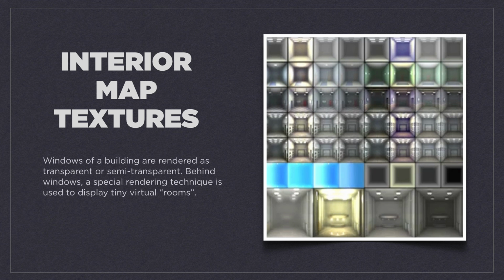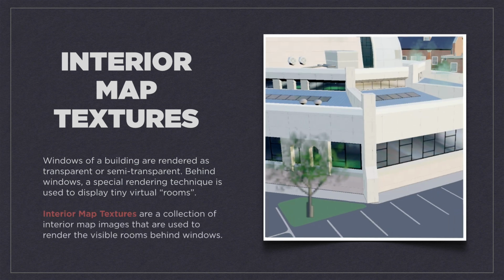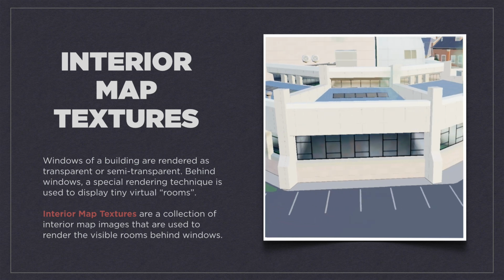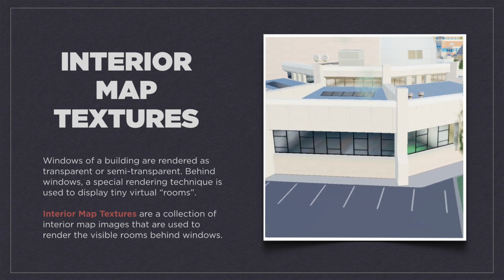Windows of a building are rendered as transparent or semi-transparent. And behind windows, a special rendering technique is used to display tiny virtual rooms. Now, each little box of the interior texture is a 2D image that the game renders behind each window with parallax and dimension. So, interior map textures are a collection of interior map images that are used to render the visible rooms behind windows. You can see here the interior maps behind a set of windows.